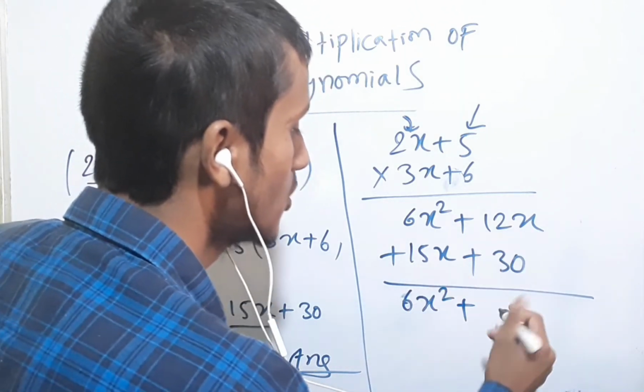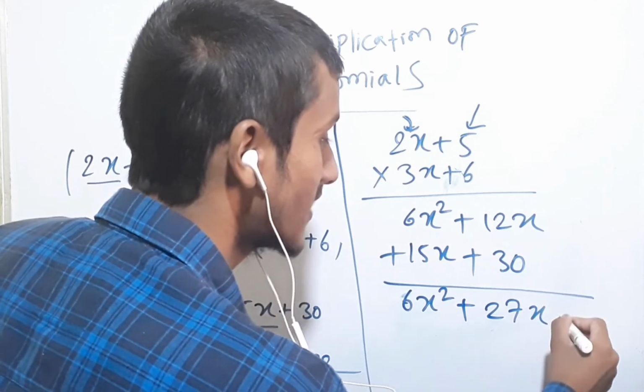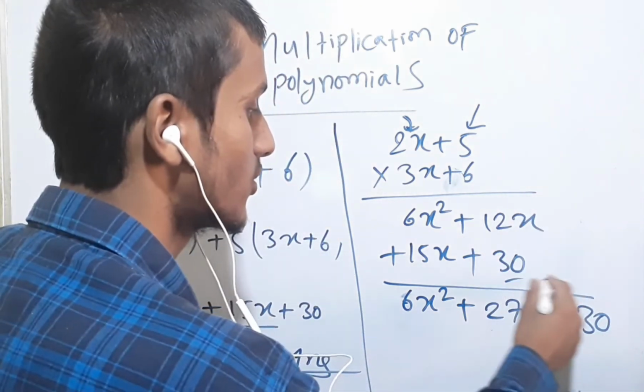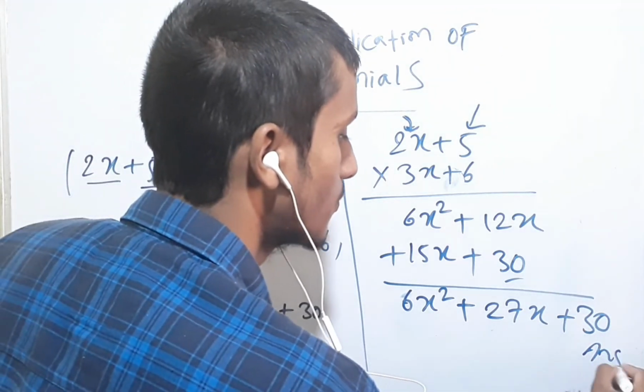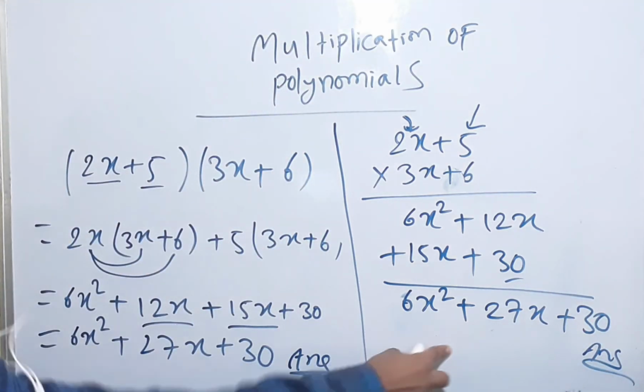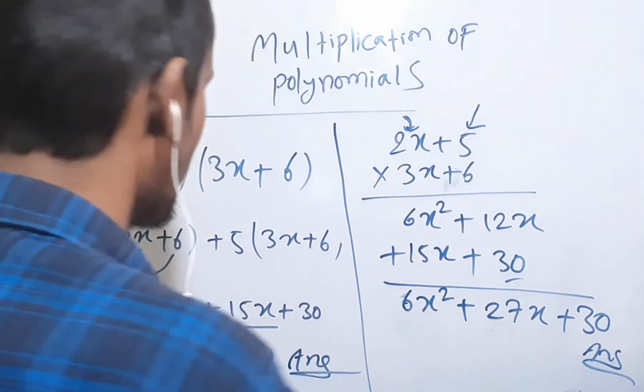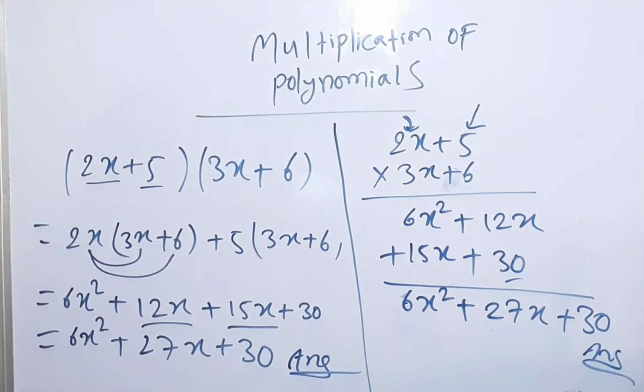Here we have the like terms, which will get you 27x plus 30 as it is, because we do not have any like term for this. This will be the answer. Okay, you can see that these two are the same. Okay, this is how you write the answer. So this was it.